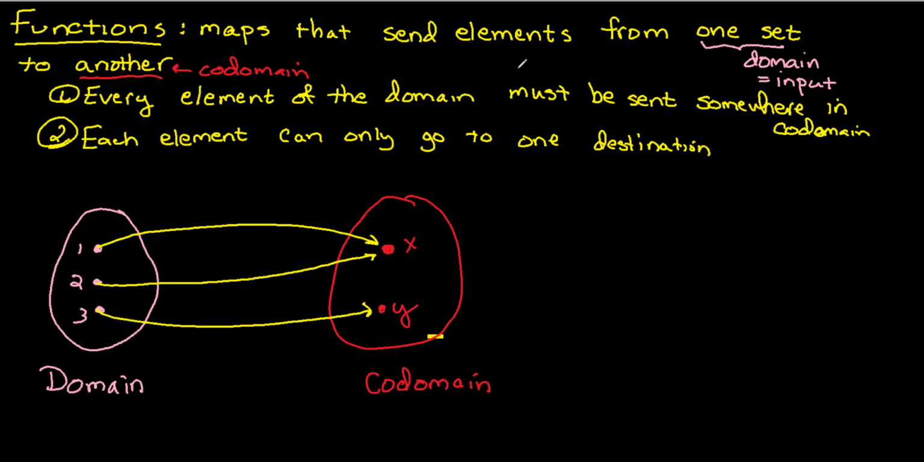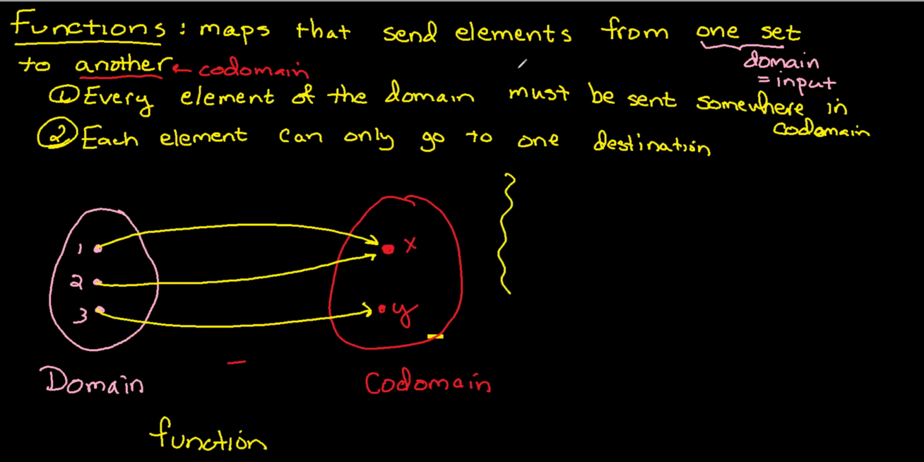Criteria number 2. Each element can only go to one destination. Well, number 1 went somewhere and it only went to one spot. That's great. Number 2 went somewhere and it went to one spot, went to X. And similarly, 3 got mapped to one element. So this is a function. That satisfies the definition of being a function.